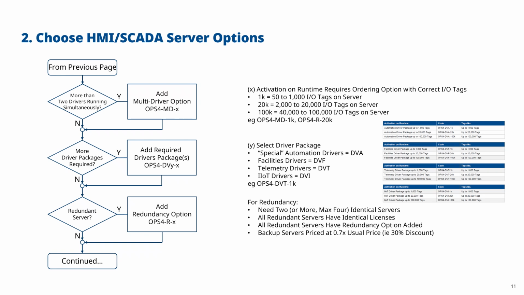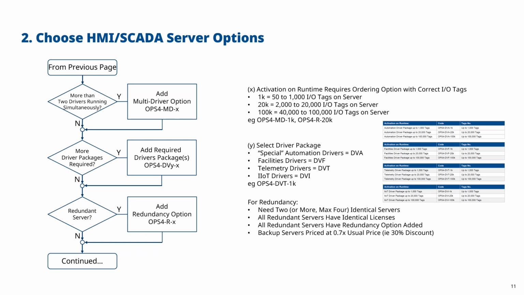So on the right hand side here, we see the different driver options. So these are add on using the OPS4 part numbers. So if you want the automation driver package, you add that by adding OPS4-DVA, and then you also have to specify what size tag count you want. So we have 3 breakpoints. So 1K supports servers up to 1,000 tags, 20K supports servers up to 20,000 tags, and 100K that supports you up to 100,000 tags. So you add that on according to your server size.